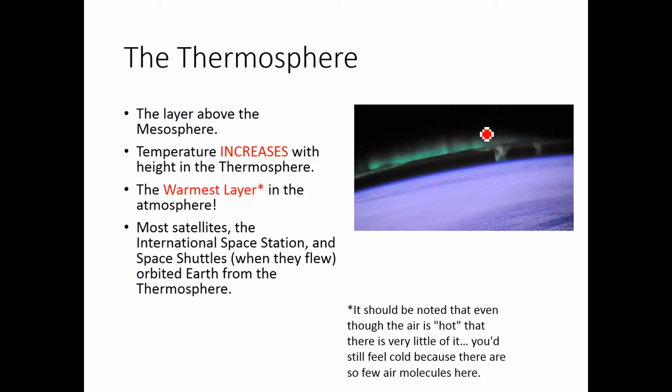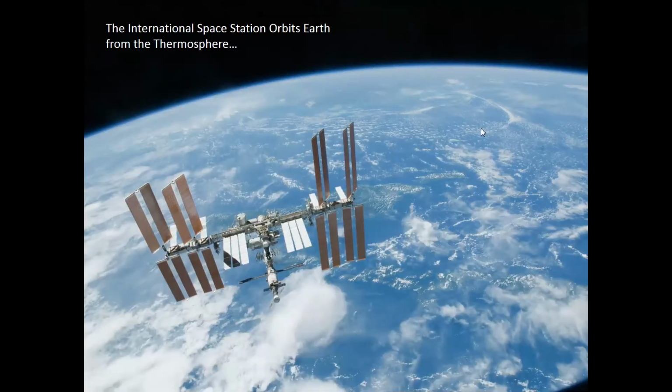So the thermosphere is pretty thick, at least in terms of its height. It's a pretty thick layer, but there are very few air molecules in it. Everything above this layer is the exosphere. That's all I'm going to say about the exosphere. But yeah, the International Space Station is in the thermosphere. It orbits Earth from the thermosphere.